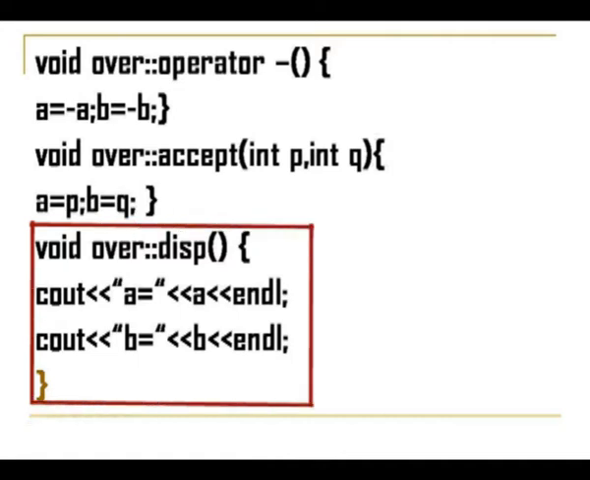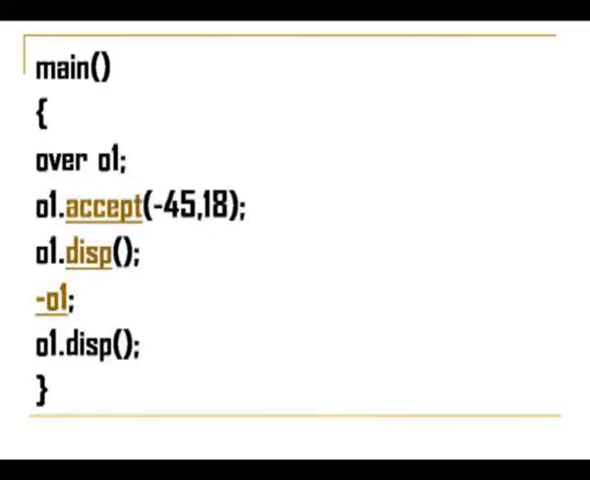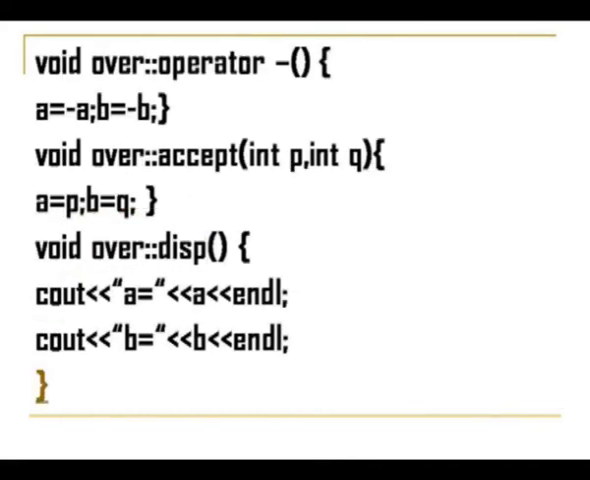So, using the operator minus, you are changing the sign, using accept you are getting the values from the user, using display you are displaying the values. So, how is it accessed from the main function? Here you are having the object creation O1 dot accept. So, in accept, what are you passing? Minus 45 and 18.